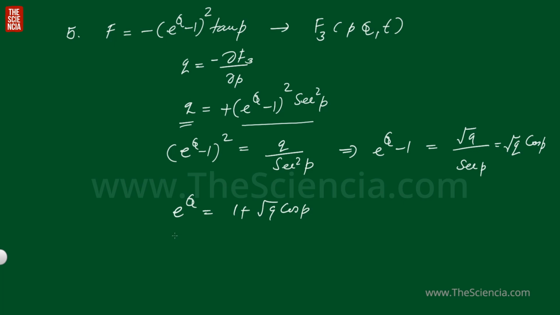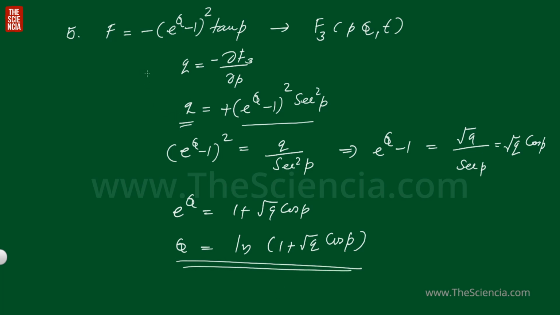So I can apply the log on both sides. So I get q is equal to log of 1 plus root q cos p. So now LHS contains only the new coordinate system and RHS is the old coordinate system, right? This one is the first canonical transformation, and now we have to find out the other canonical transformation.